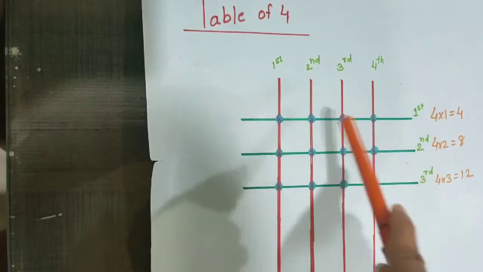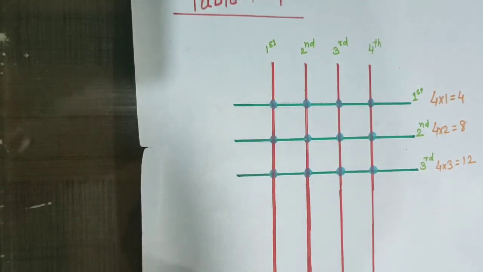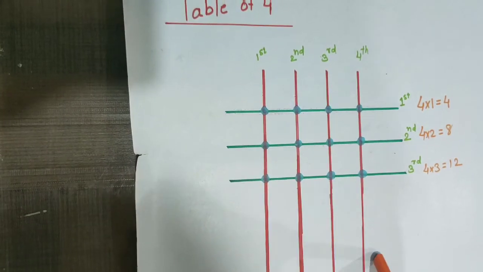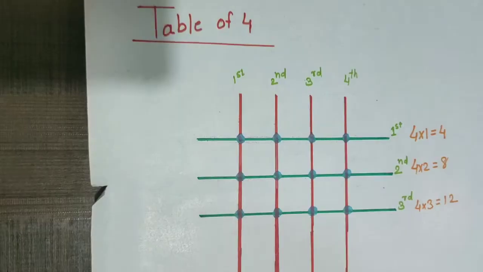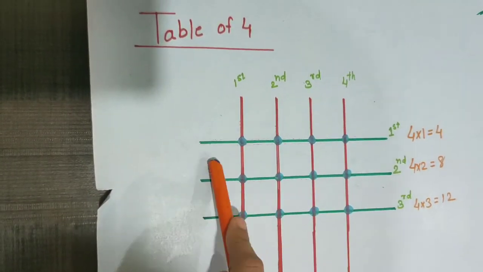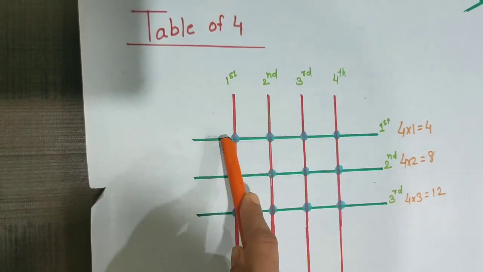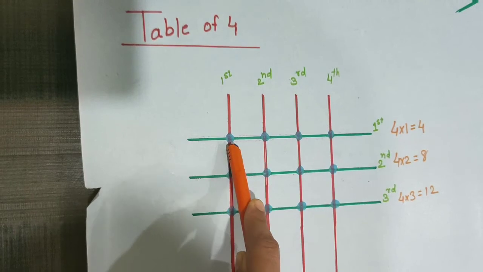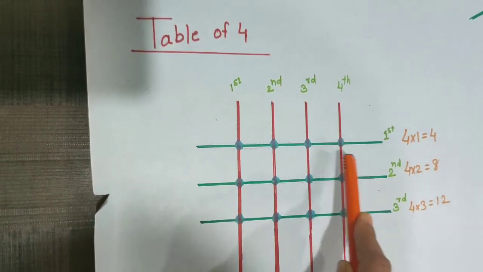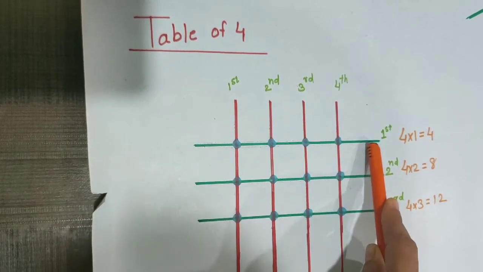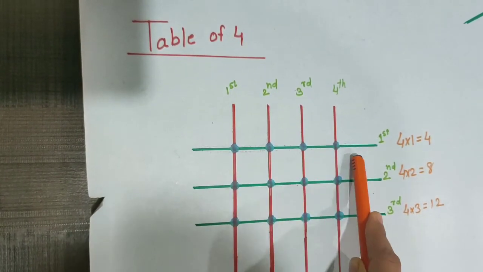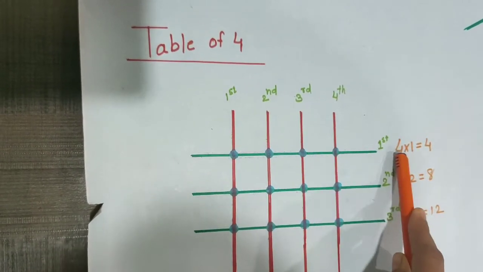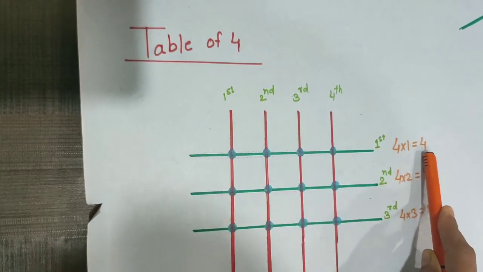Here I am creating the table of 4. This is the first line, second line, third line, fourth line. Why did I take 4 vertical lines? Because I am creating the table of 4. Now the horizontal line is meeting the vertical lines. Count this meeting point, where it is meeting with the vertical lines. How many times? 1 2 3 4. The first line is meeting at 4 points. That's why 4 into 1 is equal to 4.